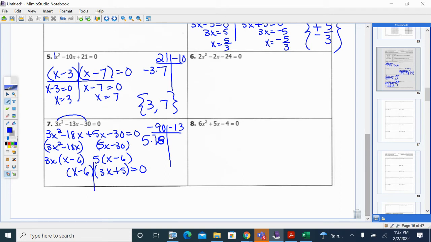To finish this off, we need to take both factors and set them equal to 0. So I need x minus 6 equals 0. So add your 6 and you get x equals 6. The 3x plus 5, set it equal to 0. Subtract your 5 and divide by the 3. So my two solutions here are negative 5/3 and a positive 6.